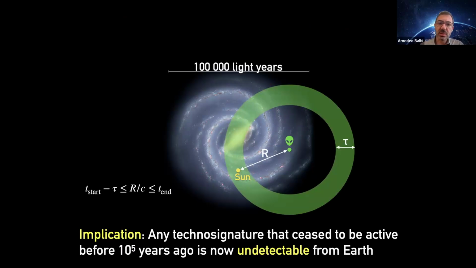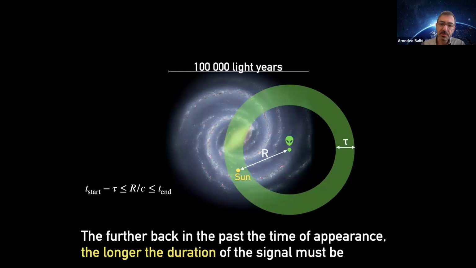So if you think about technosignatures as any other astronomical source, there must be, on one side, a rate of production of technosignatures, and on the other side, a typical duration of these technosignatures, which of course we don't know. But the point is that we can only observe those that are in our past light cone.